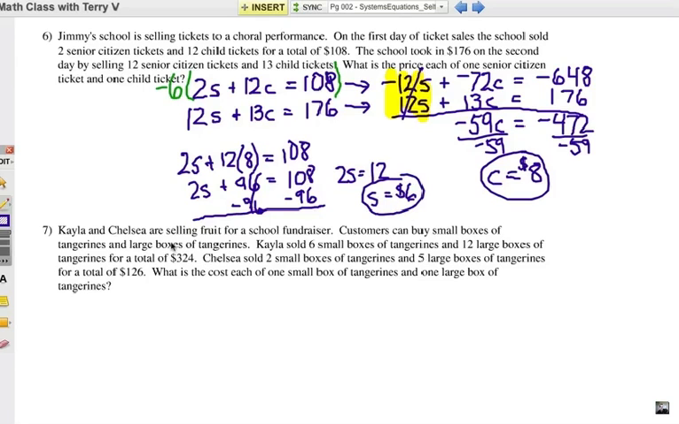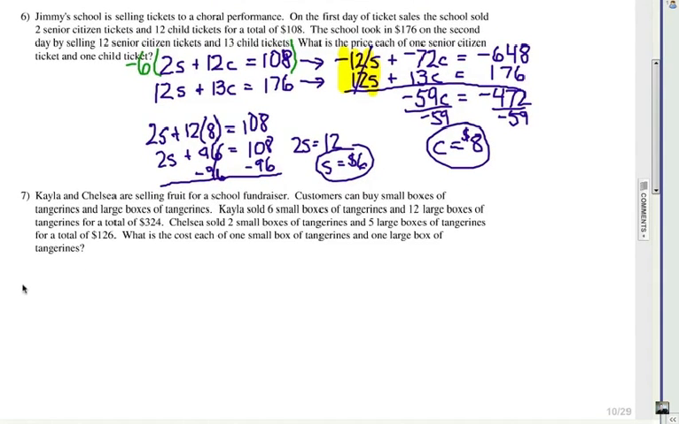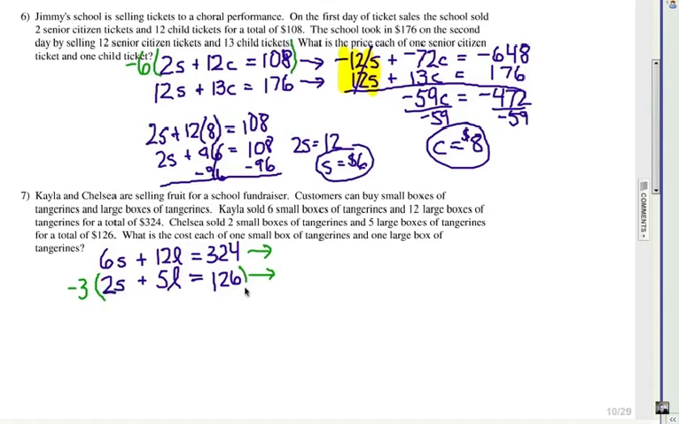All right, how'd you do on number 7? Take a look at my equations. I'm using S for a small box of tangerines and L for a large box of tangerines. So for Kayla, that's her equation. And for Chelsea, that's her equation. Now again, I notice when I compare my variables that 6s and 2s have some related multiples there. So I'm going to go ahead and multiply that second equation by -3. Remember, we need opposite signs here so that those are eliminated.